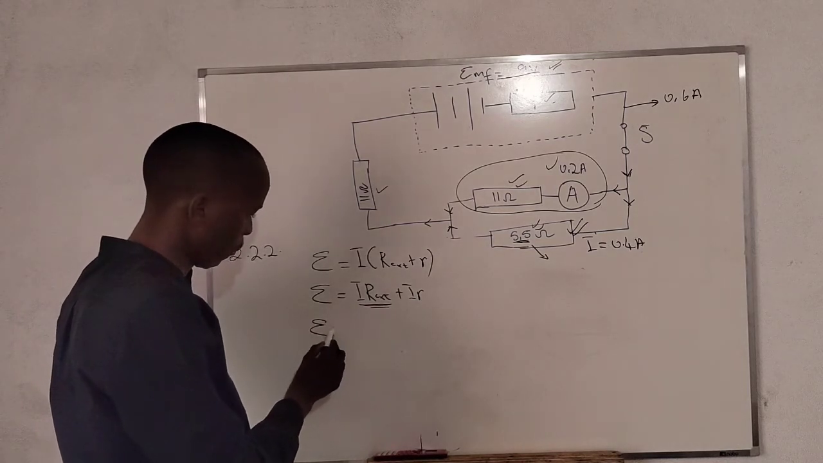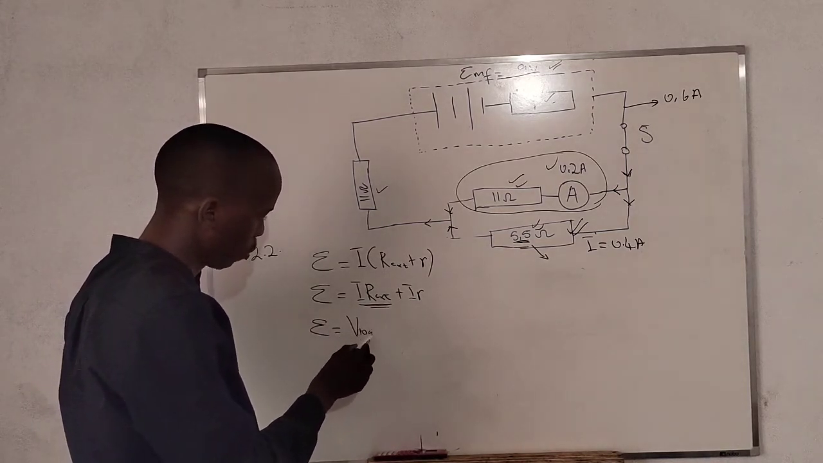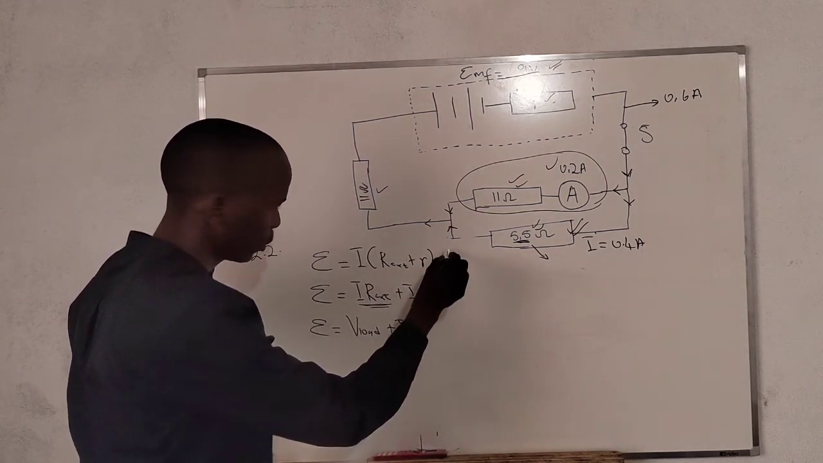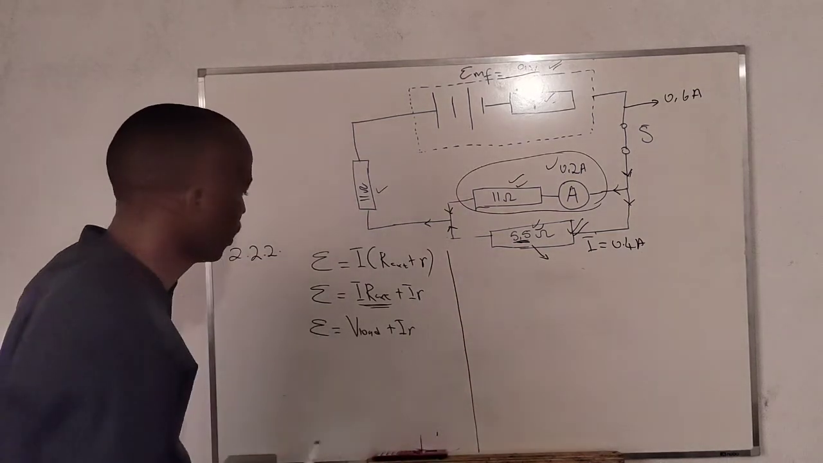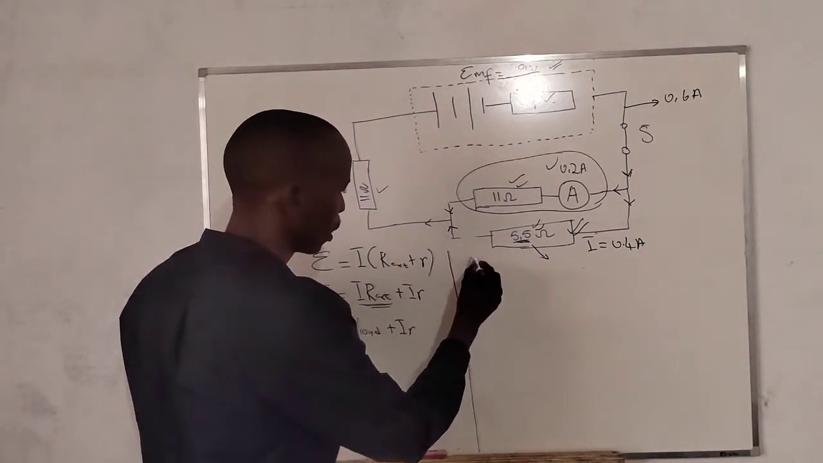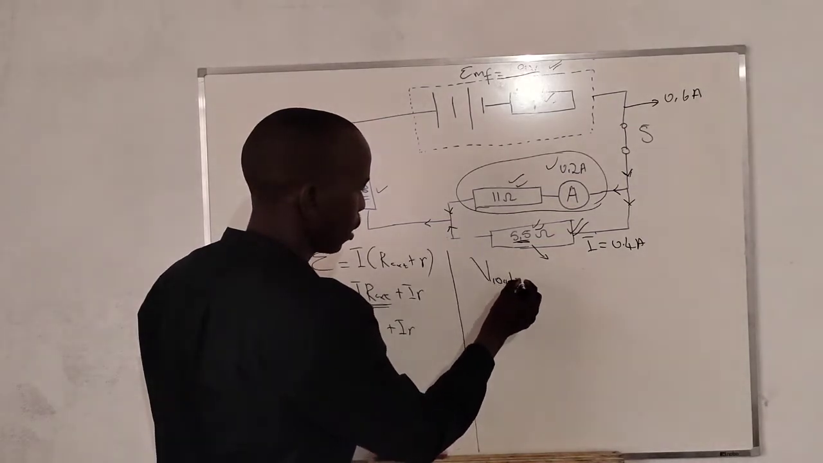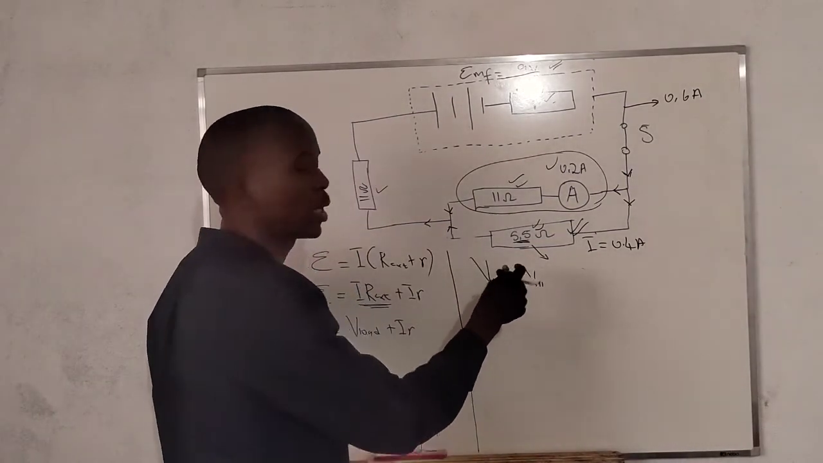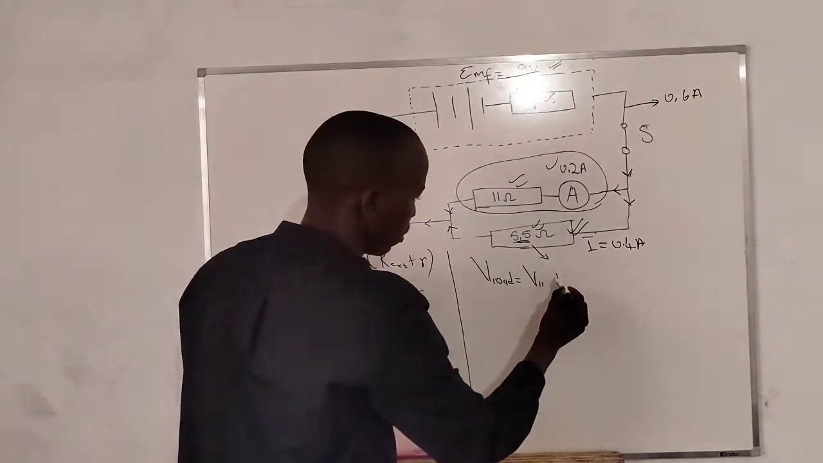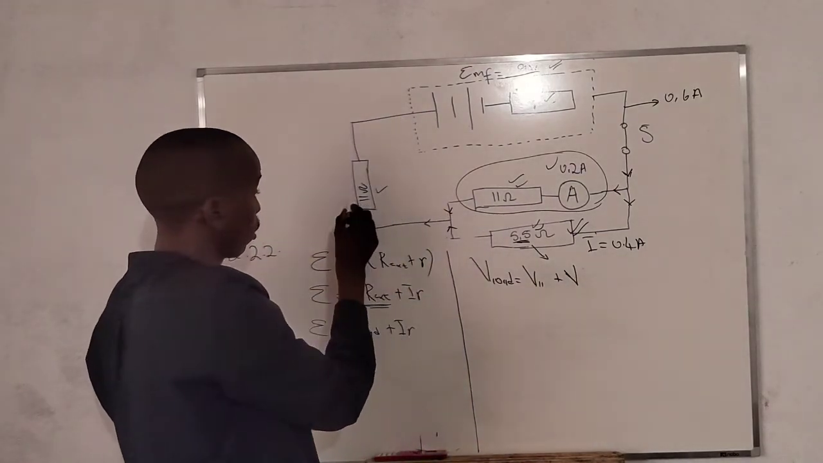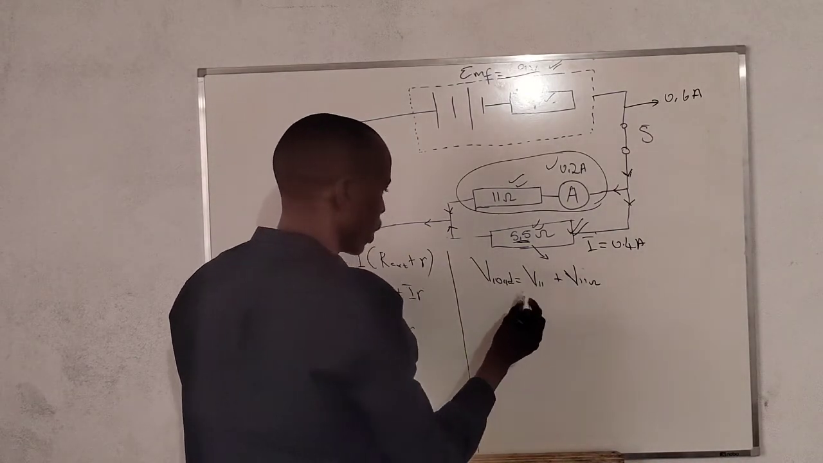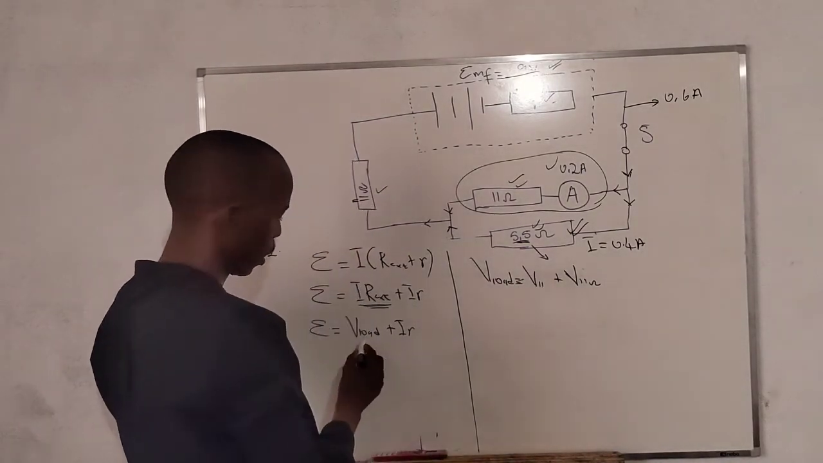Now I want to write this one in the form of V load to save myself time. So I've got EMF equals V load plus I r. So what I want to do here next is to find this V load. How can we find this V load? V load is given by V parallel, the voltage of the parallel connection. Remember we have found it in the first question, plus the voltage of this 11 ohm resistor alone. We are looking for V load so that we can substitute it here.